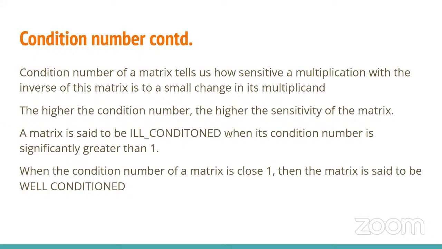A matrix is said to be ill-conditioned when its condition number is significantly greater than 1. If you calculate the condition number of a matrix and it's maybe 1,000 or 4,000 and something, then that matrix is ill-conditioned. A matrix with a condition number of 4,000 is more sensitive than one with 1,000. A well-conditioned matrix has a condition number close to 1, maybe 1 point something, or even 2. But the moment we begin to have a large condition number, then that matrix is ill-conditioned. Next slide.